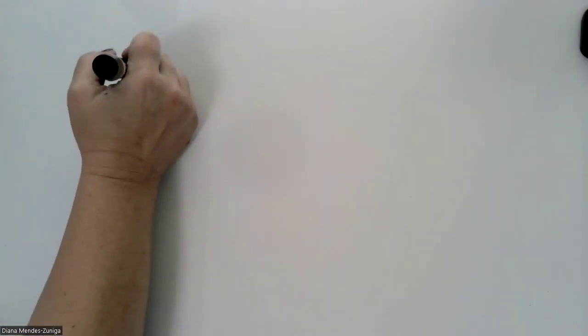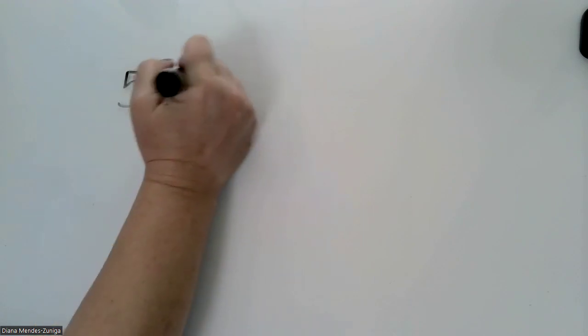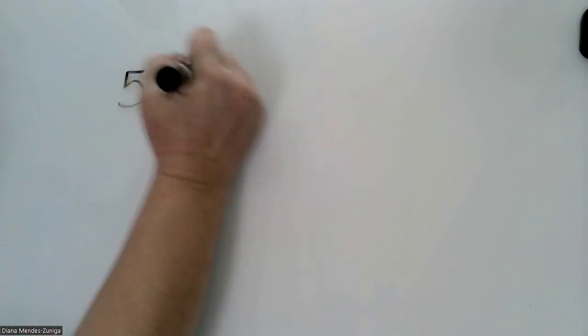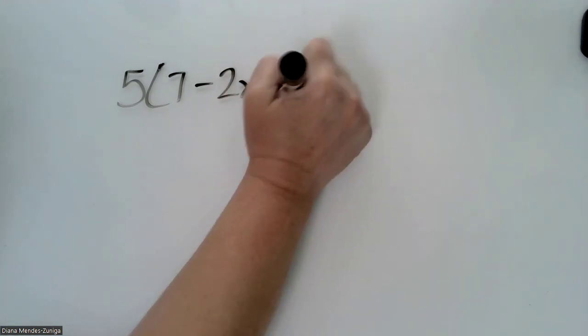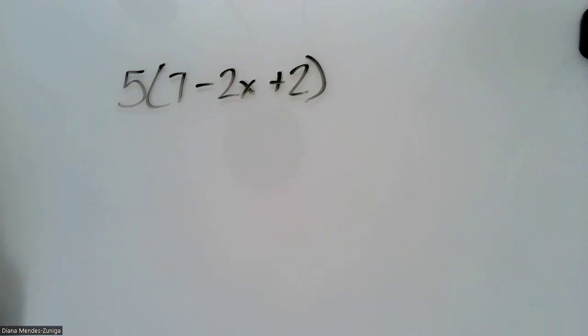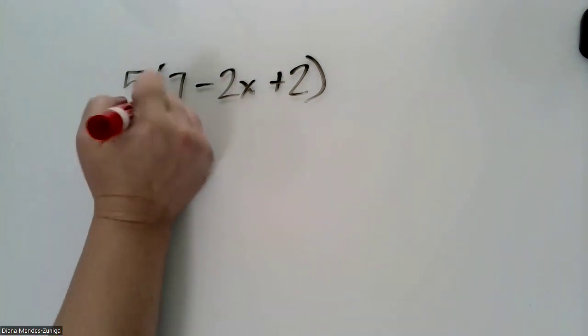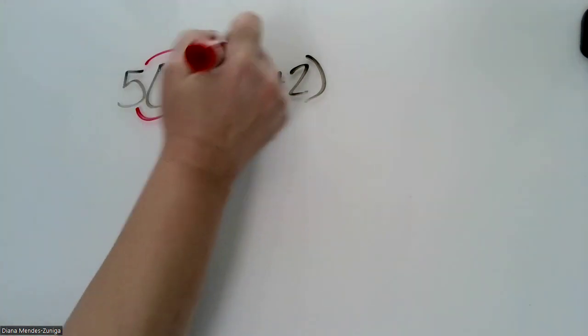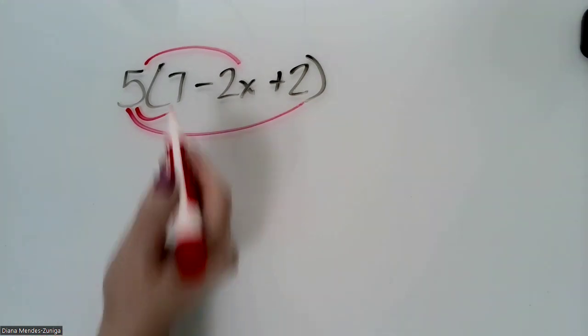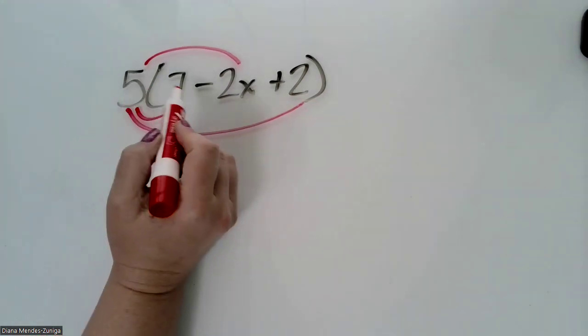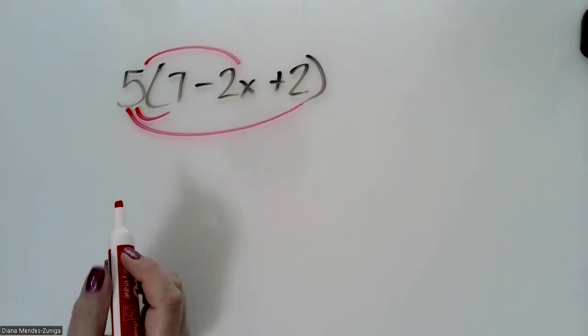Let's say we have a few extra numbers here. So let's do 5, 7 minus 2x plus 2. Okay, now what do I do? I have all these numbers in here. It's going to be the same concept. You're still going to multiply this toward each one of these numbers. This number on the outside must be multiplied by each number on the inside.